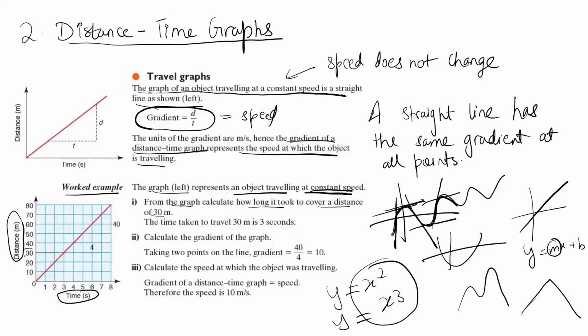You look at distance equals 30, right? And you see, okay, when the distance is 30, you basically draw this horizontal line at 30 and see where it cuts the graph. And then you draw a vertical line downwards and see at what time.